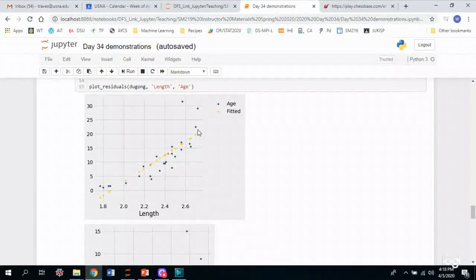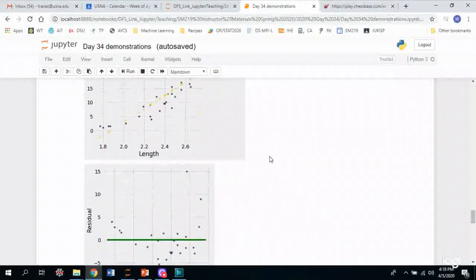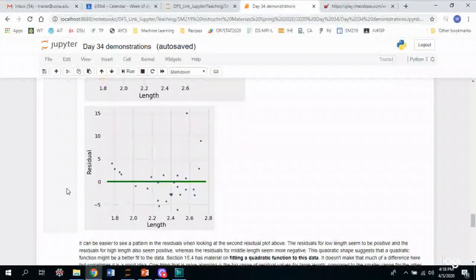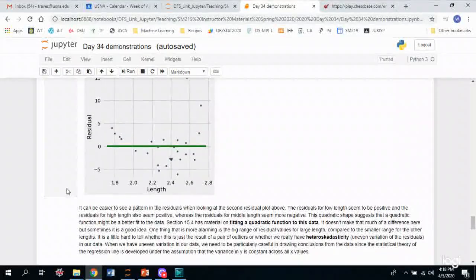Sometimes it can be hard to see the residuals just from the regression line on the same scatter plot. And so we like to plot the residual plot. Here we've plotted the residuals themselves against the length, against the predictor variable. And here you see some interesting patterns in the residuals themselves. And it can be easier to see a pattern in the residuals when looking at this second residual plot. The residuals for low length are positive, and so are the residuals for high length, whereas the residuals for medium length are negative.